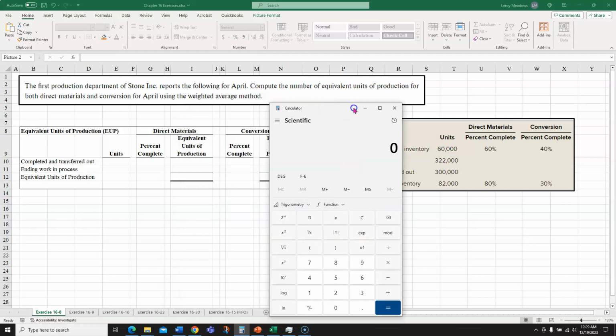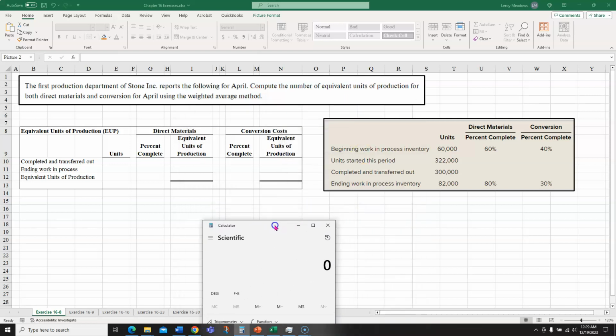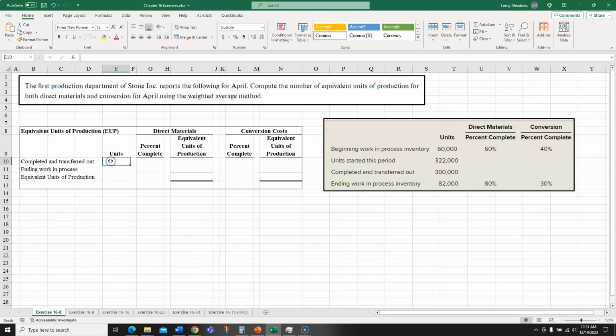Now let's calculate the equivalent units of production. So first of all, let's start with the units completed and transferred out, and then let's put in our ending work in process inventory for the units here. So completed and transferred out, we have 300,000 units. And then for ending work in process inventory, that should be 300,000, not 30,000. And then we have 82,000 here.